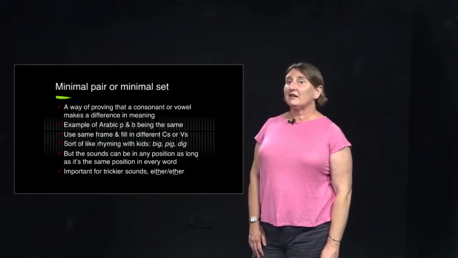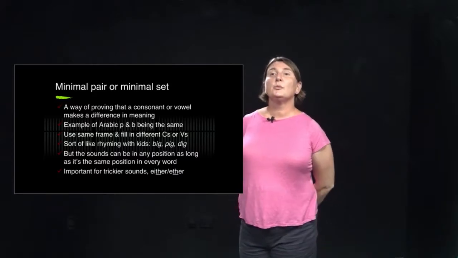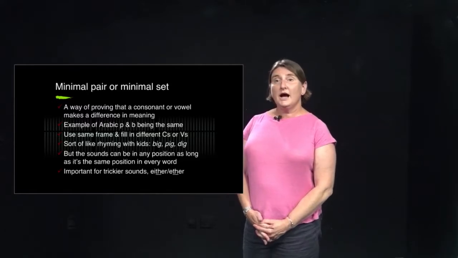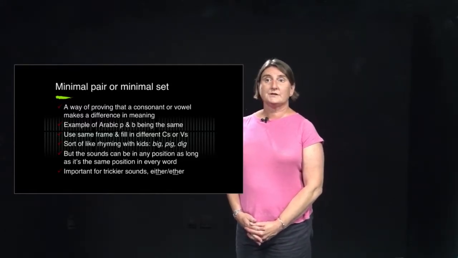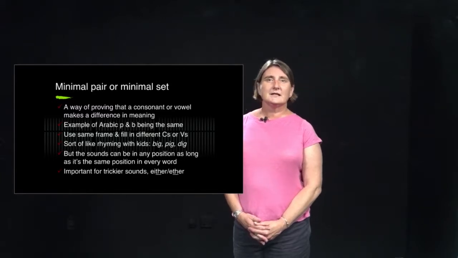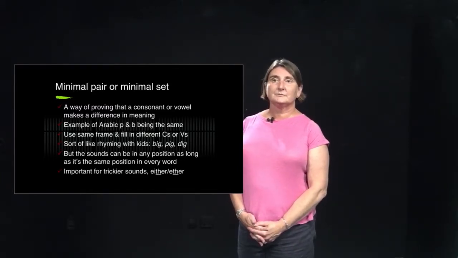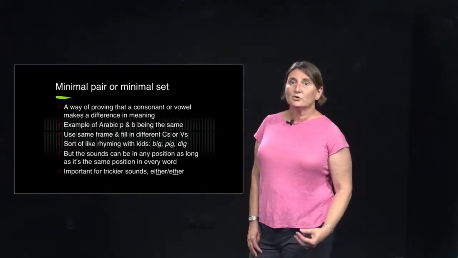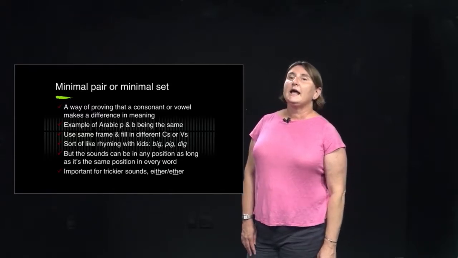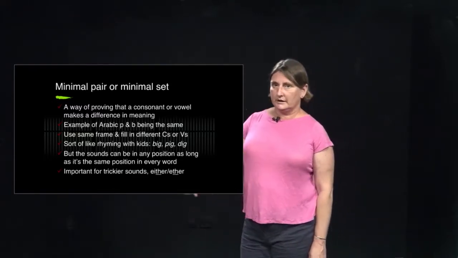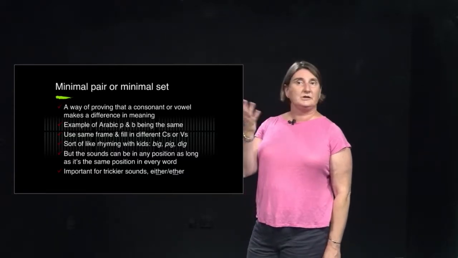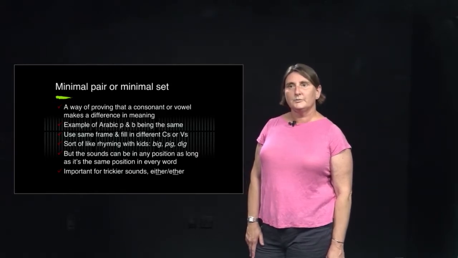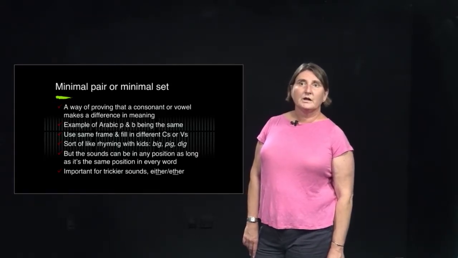All right, we've had a lot of good practice with the consonants, and I hope you're feeling confident with the consonants. That's something that's important. Now I want to talk about another concept that's very important for us, and that's the concept of a minimal pair or a minimal set. As you can tell from minimal, it means something that's just slightly different. Using a minimal pair, 2, or a minimal set, which would be 3, 4, 5, 6 of these words, it's a way of proving that a consonant or a vowel actually makes a difference in meaning.